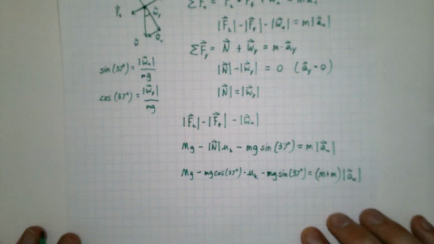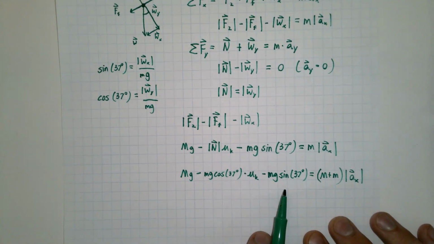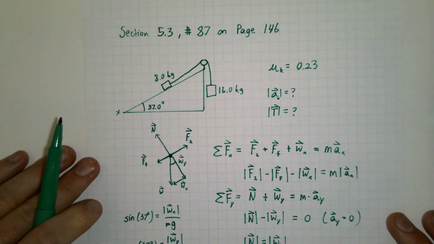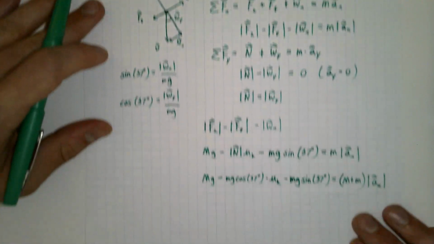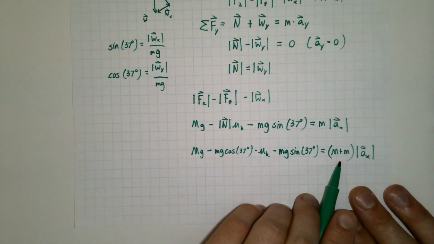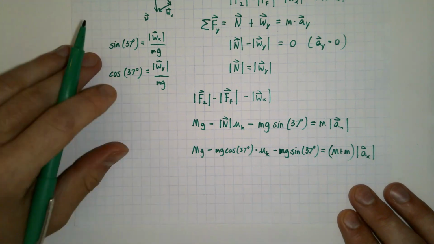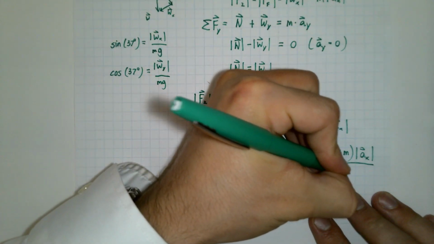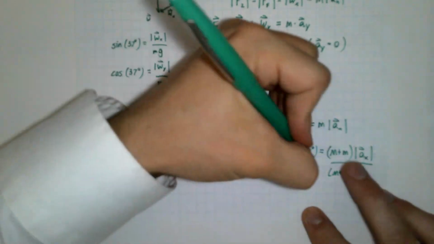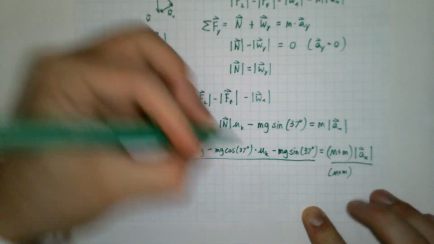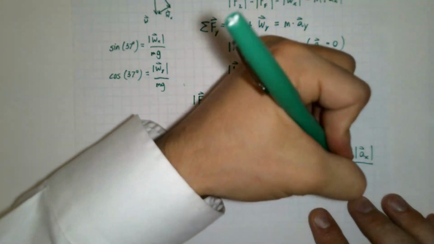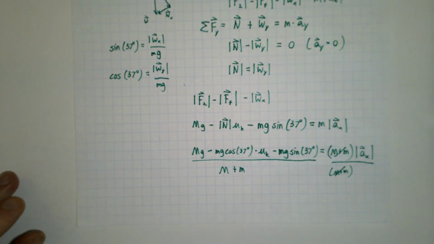If you remember our Robin Hood problem, this is very similar, except now we have an object on an incline and we have a frictional force to consider. Otherwise, it's conceptually very similar. Here's the total mass of our system times the acceleration of that system. Last thing we need to do is divide by the sum of these two masses, or the total mass of our system. And now we have found the acceleration of our object.